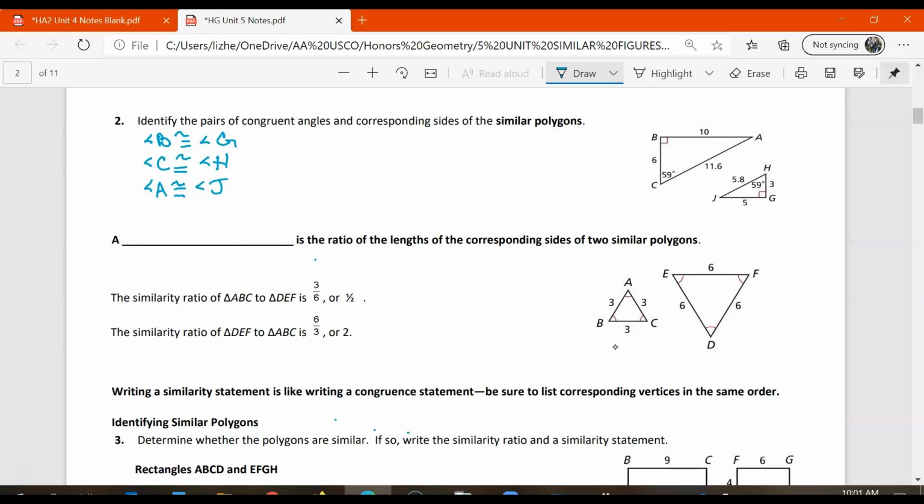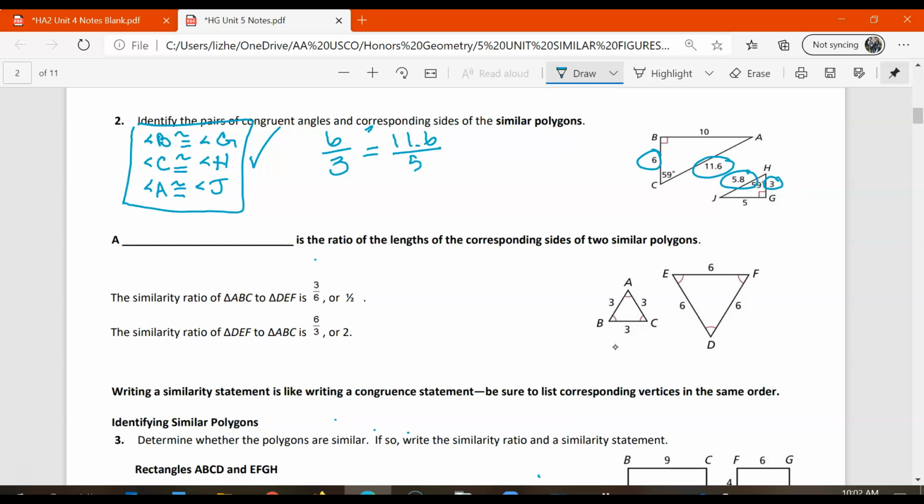And we could find that 90 and 59 makes 149, so we have to be at 31 degrees for angle A and J. So anyhow, we have our angles congruent. Step 1 is done. And now we need to do the proportion of the corresponding sides. So this time let's do big to small. So 6 goes with 3. Does that equal hypotenuse over hypotenuse?